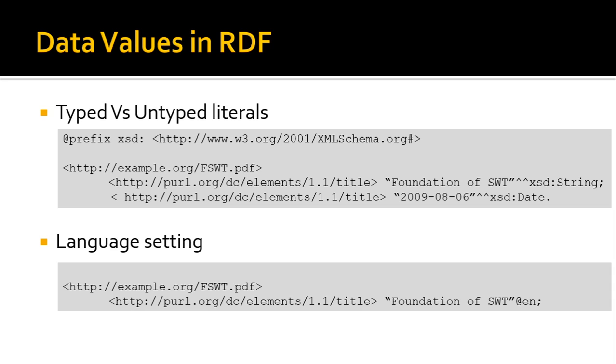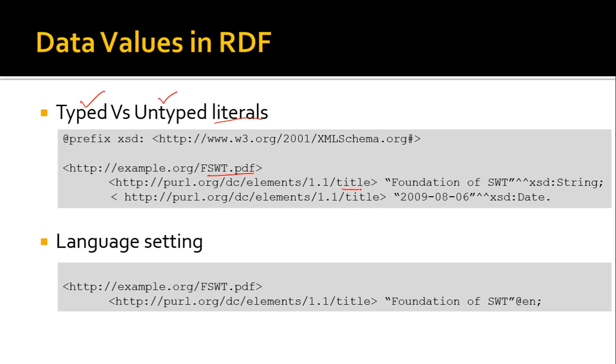So whenever we talk about the data values, as I have talked about earlier, they are represented as literals. Now these literals can be typed or untyped. So let us take an example and try to see what we mean by typed and untyped literals. If you see, we are describing this fswt.pdf, right?